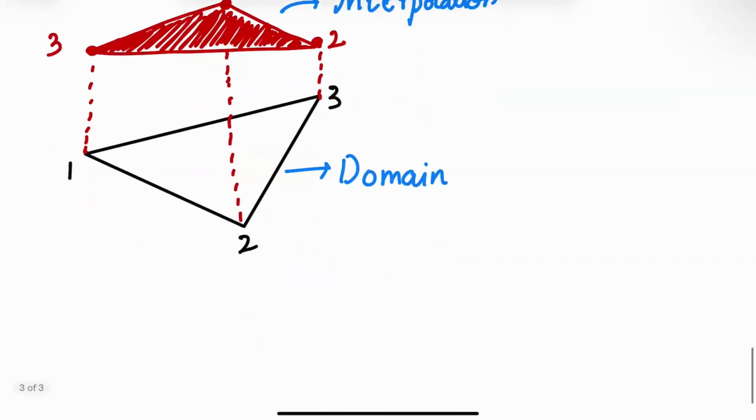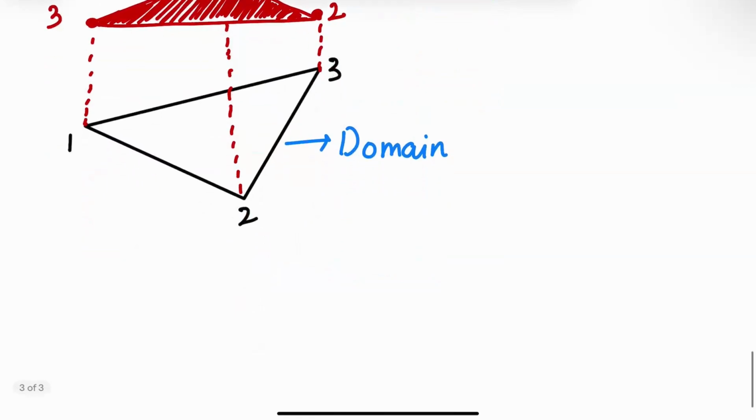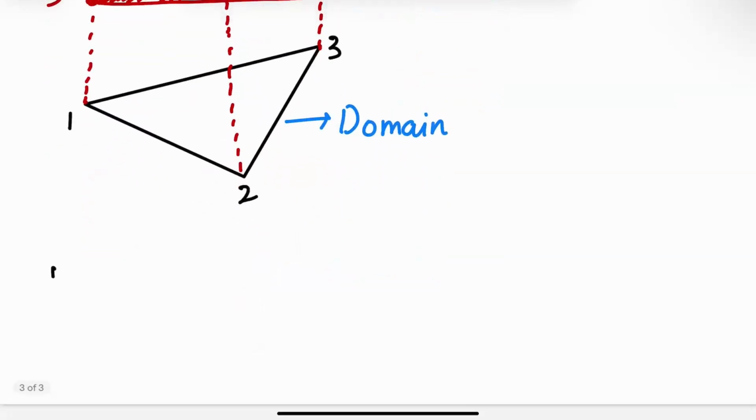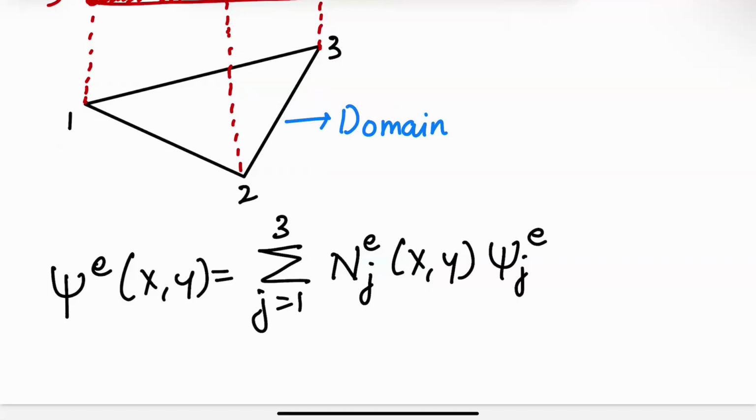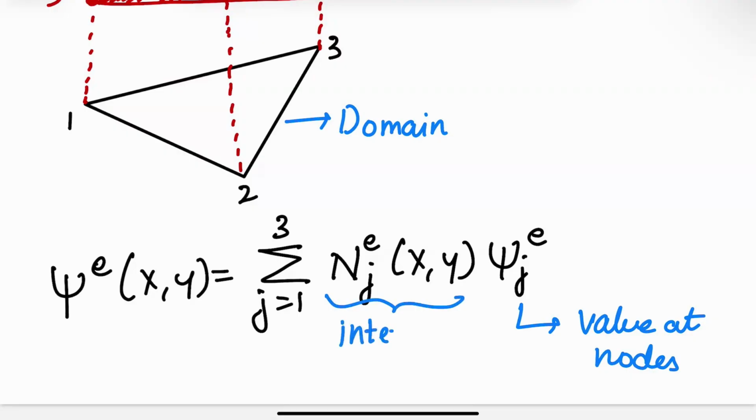Okay, so mathematically, what does it look like? Mathematically, this linear interpolation looks like this. So psi, which is the value of psi at all points x comma y, is given by summation j equal to 1 to 3 N_j^e(x, y) psi_j^e. Okay, psi_j^e is the value at the nodes, right? So this is what we solve for at the end. And then once you have this, these are your interpolating functions.